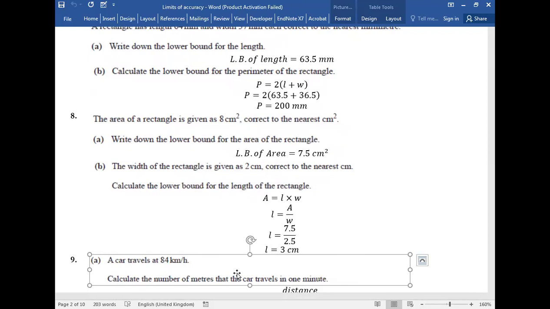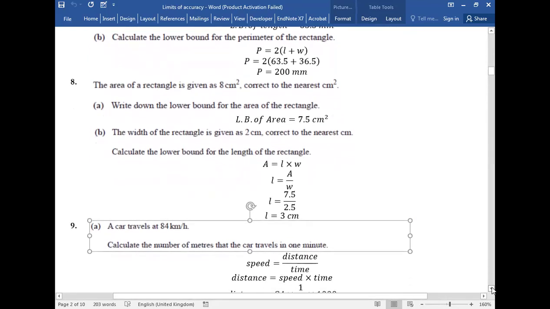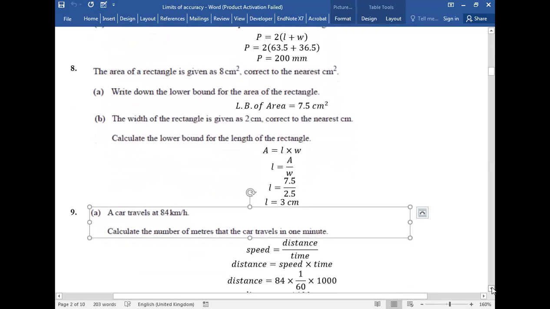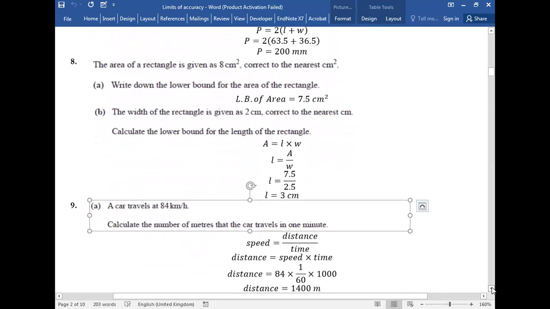Speed 84 and time is 1/60. We need to find the answer in meters. तो फिर जो आंसर आएगा वो किलोमीटर्स में होगा. We'll multiply it by 1000 to get the answer in meters.